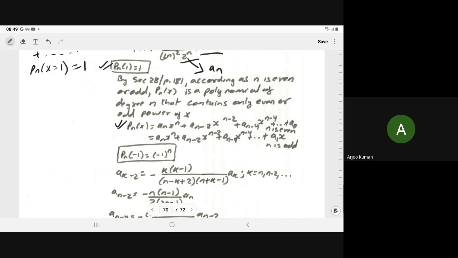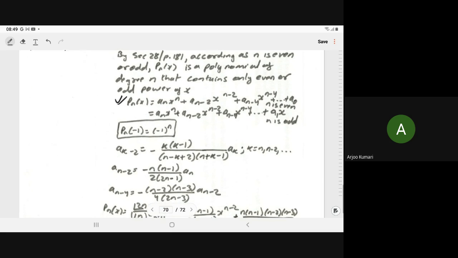This I will prove later on. In the later part, I will prove this. So here the recurrence relation from section 28 you will find. If you put it in, you will get a(k minus 2) equal to minus k into (k minus 1) upon (n minus k plus 2) into (n plus k minus 1) into ak. Now we are writing the recurrence relation in the reverse manner.